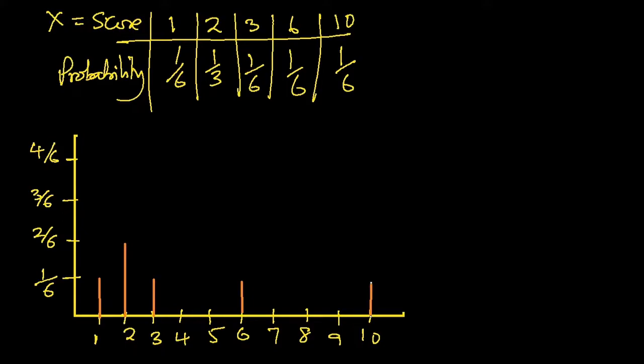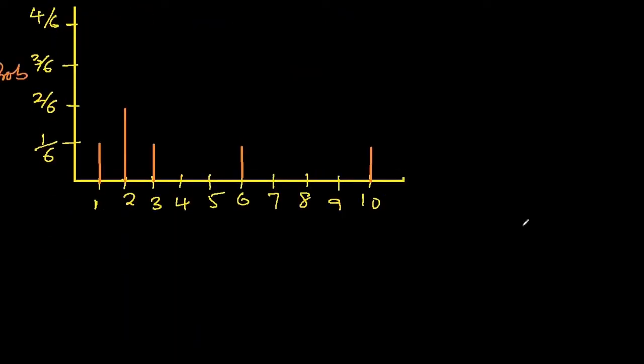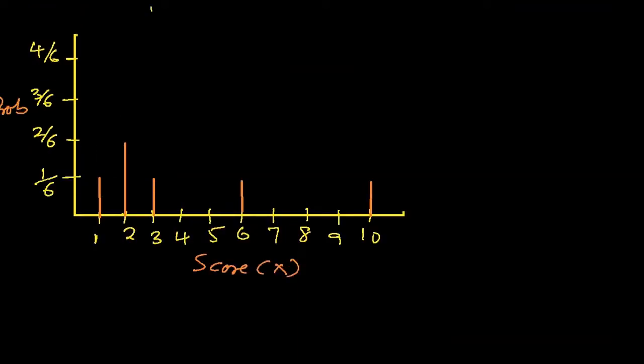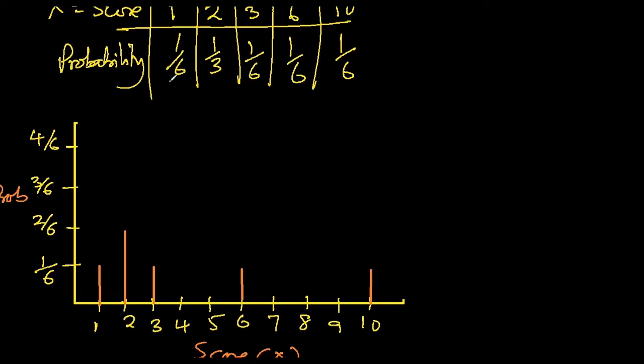This vertical scale is probability, and this horizontal axis is score, which is x. We can see that the probability is 1/6 for 1, and it is 1/6 for all four of them: 1, 3, 6 and 10. But it's 2/6, which is 1/3, for a score of 2. And this is how we interpret a table into a graph.